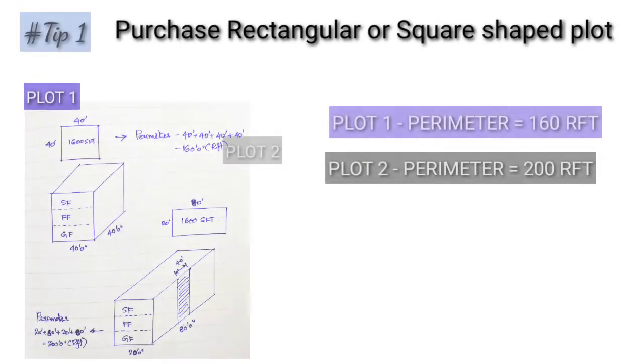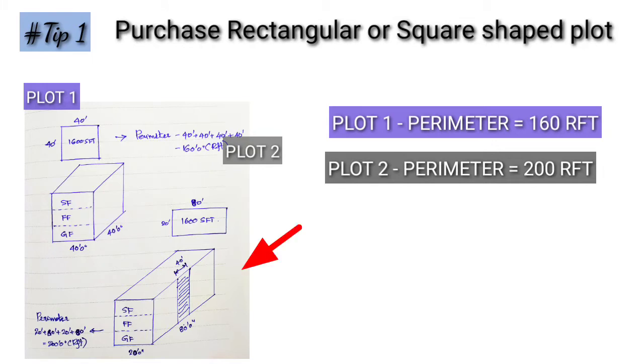Tip 1. Purchase a rectangular or square plot instead of an irregular shaped plot, which will cause area wastage during planning and execution. And between rectangular or square plot, I suggest you go for a square plot because, for example, as shown in the drawing, both the rectangular and square plot are 1600 square feet.